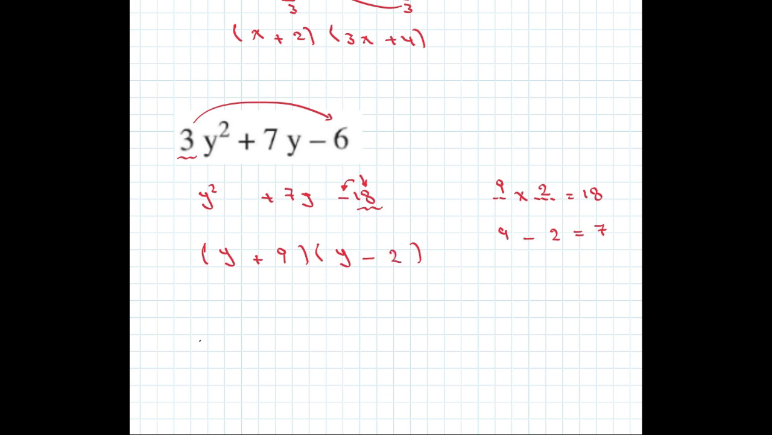Now we will divide both terms by 3. When dividing both terms by 3, the first bracket will be y plus 3. And the second bracket, 2 divided by 3 can't be done, so we will write the denominator as a coefficient of y in the second bracket: 3y minus 2. And now I'm sure you will love this way. It's an easy way to factorize a hard trinomial, and it is suitable for all types of hard trinomials.